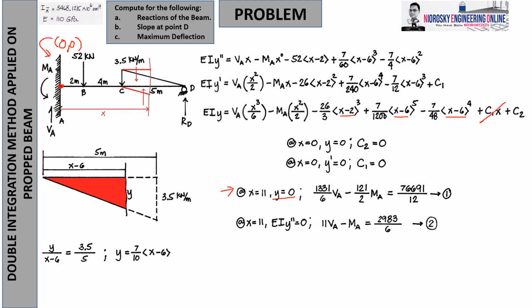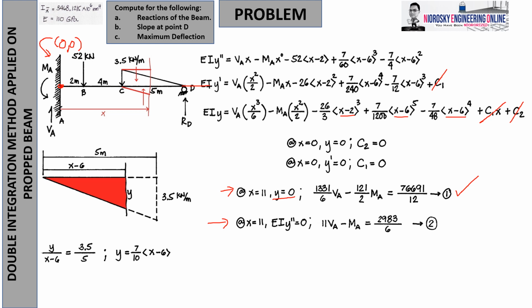And don't forget that C1 and C2 are already 0. So, you can now have your first equation. Also, at x is 11, EIY double prime is 0. Y is 0. Wala ka kasing overhang dito na magke-create pa ng bending on that support.